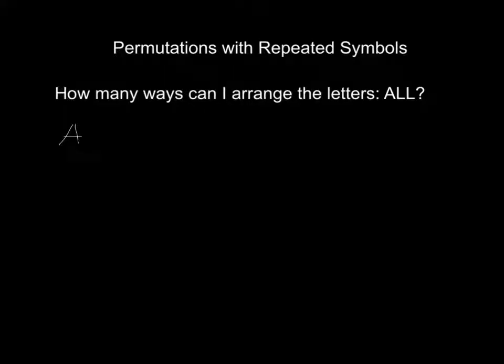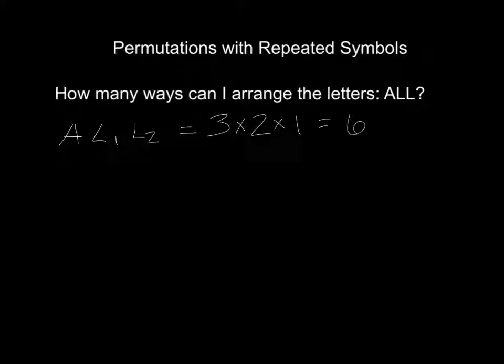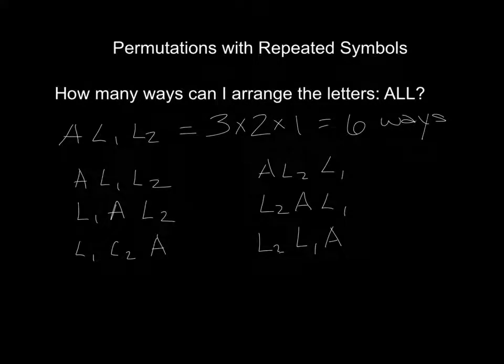If we put little subscripts on the L's and made it A, L1, L2, we would know the answer to this question, because we would use our product rule: choose a first letter, a second letter, and a third letter, and we would see there are 6 ways to arrange A, L1, L2. Here I have written the 6 ways to arrange A, L1, L2. But you might notice that I have paired them up.